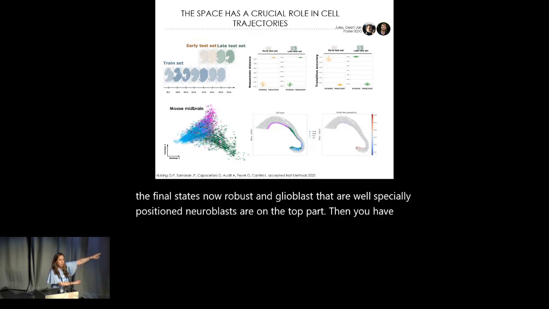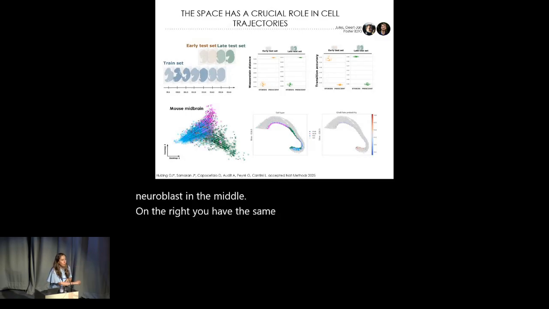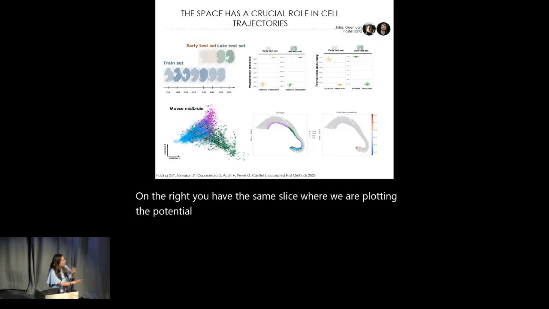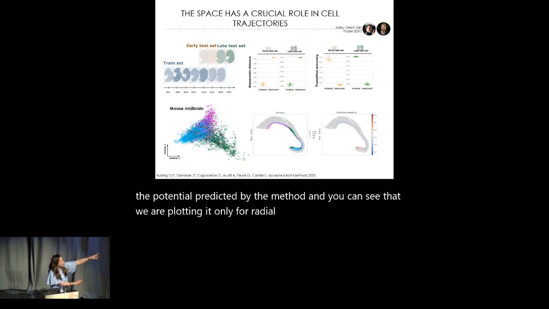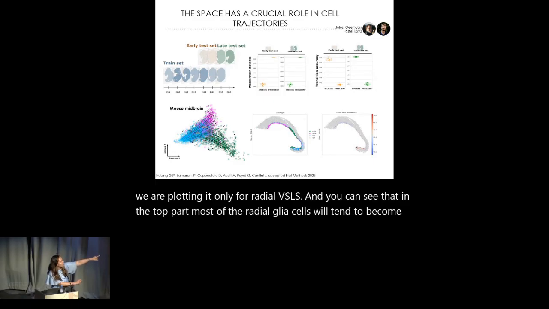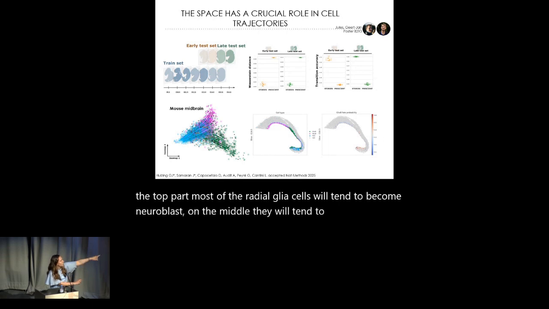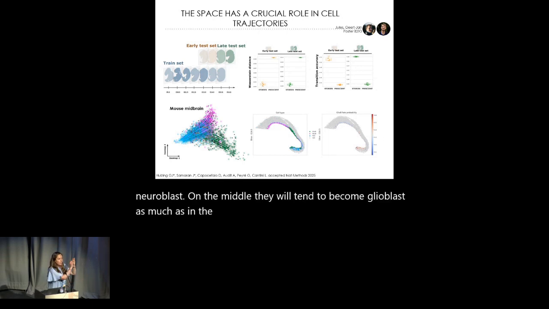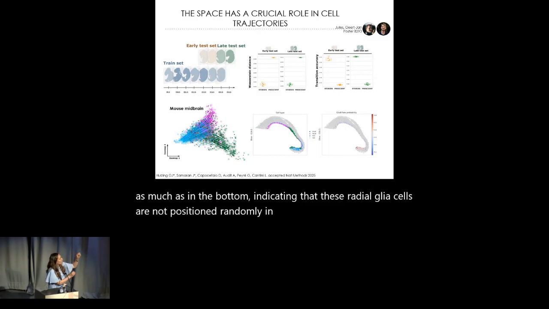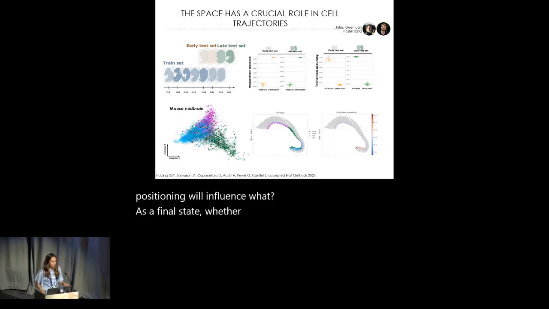On the right, you have the same slice where we are plotting the potential predicted by the method. And you can see that we are plotting it only for radial glia cells. And you can see that in the top part, most of the radial glia cells will tend to become neuroblast. In the middle, they will tend to become glioblast, as much as in the bottom, indicating that these radial glia cells are not positioned randomly in the mouse midbrain, but their positioning will influence what they will become as a final state, whether neuroblast or glioblast.